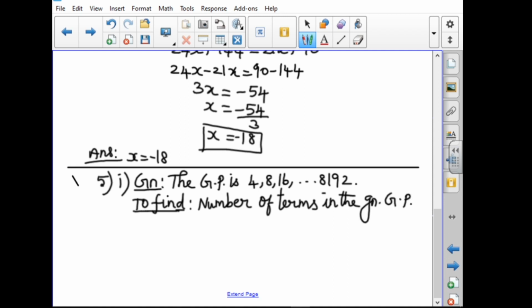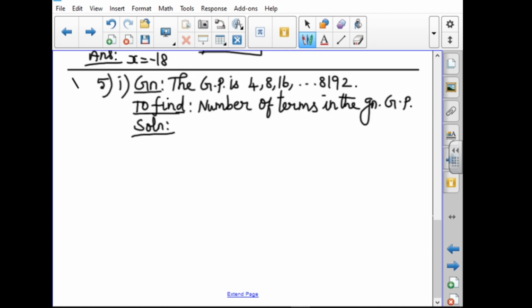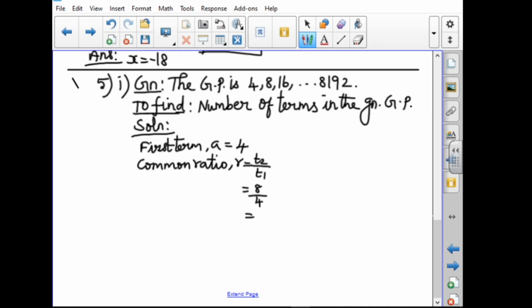So, solution. From the given GP, we get the first term A equal to 4. It is a GP, so the common ratio R equal to T2 by T1, that is 8 by 4, the answer will be 2. So R equal to 2.